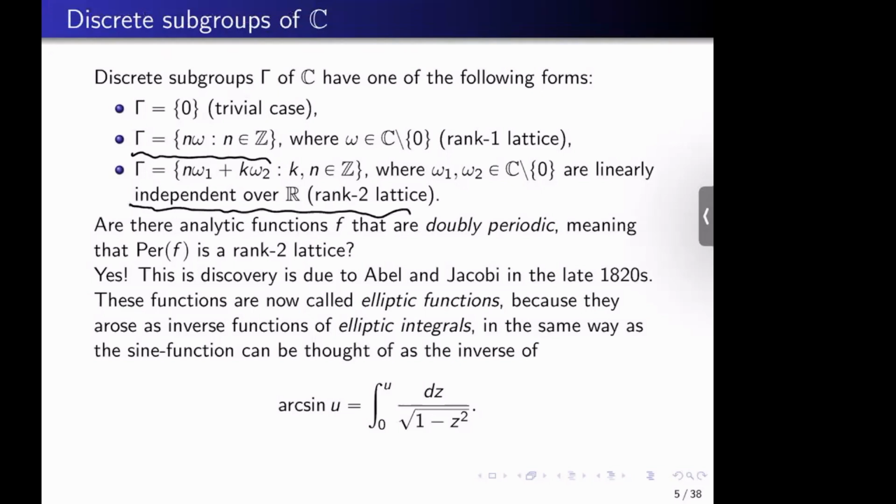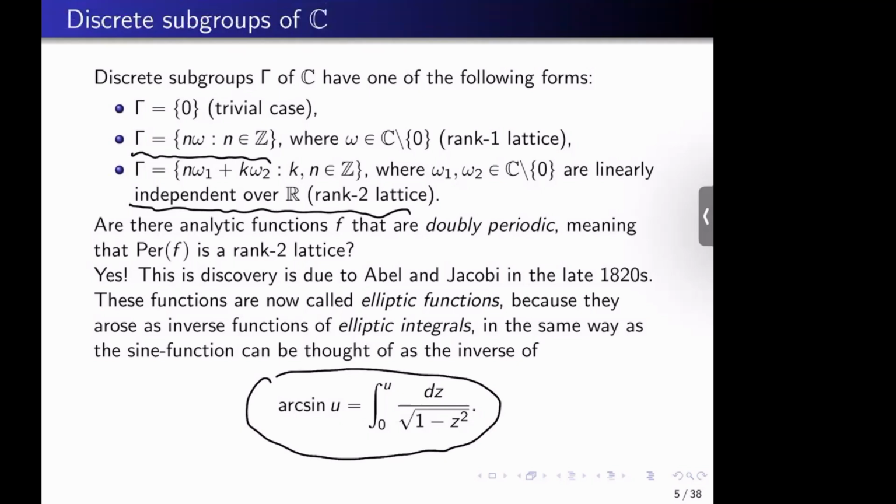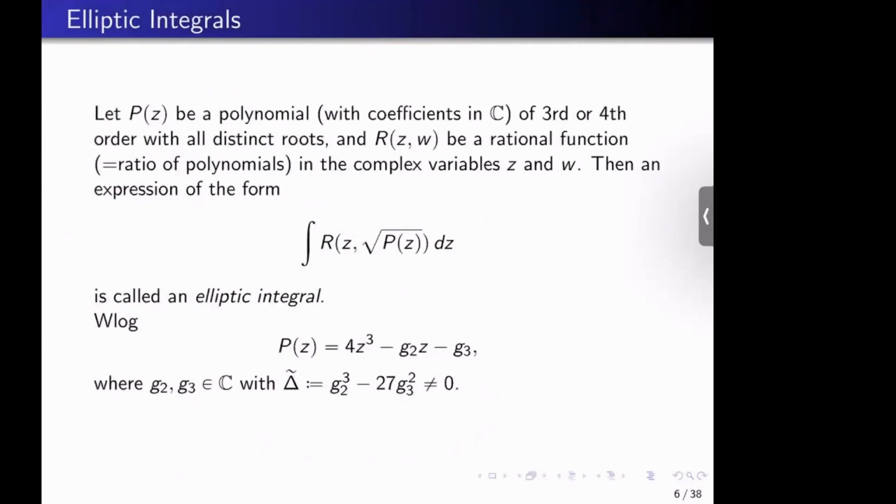Well, the answer has been known for essentially 200 years. This goes back to famous work by Abel and Jacobi in the 1820s. Namely, they discovered what are now called elliptic functions. And these are meromorphic functions actually whose periods consist of such a rank 2 lattice. So the original discovery by Abel and Jacobi was that you get these functions as inverse functions of so-called elliptic integrals. And this is very similar to how you can get the sine function as an inverse of this basic integral here. So let me talk a little bit about these elliptic integrals.